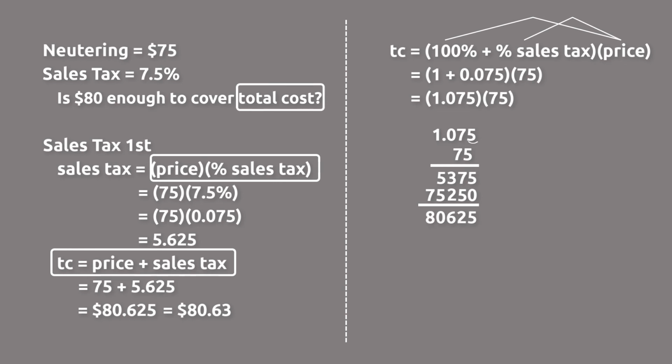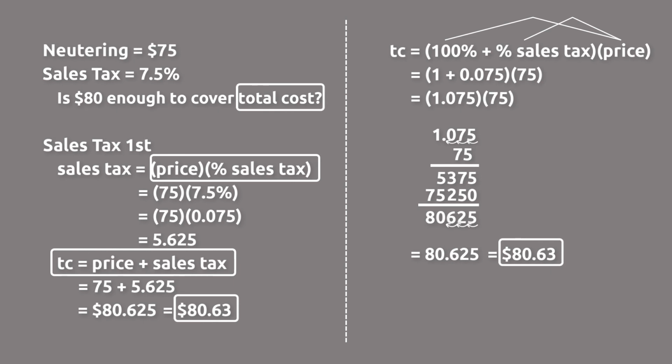We have 1, 2, 3 decimal places, so we move this over 3 decimal places, and we get that total cost equals 80.625, rounded to the nearest penny. Again, that is the same as we got before, $80.63. So both methods yield the same total cost, thankfully. If they didn't, then we'd have known that we did something wrong.